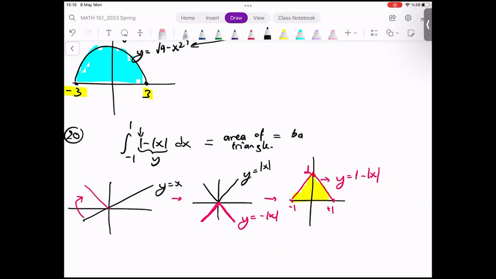Base times height divided by 2. So base is 2, height is 1, divided by 2. So the result of this definite integral is computed as 1 by using the graph of the curve y equals 1 minus absolute sine of x. Okay? Any questions?